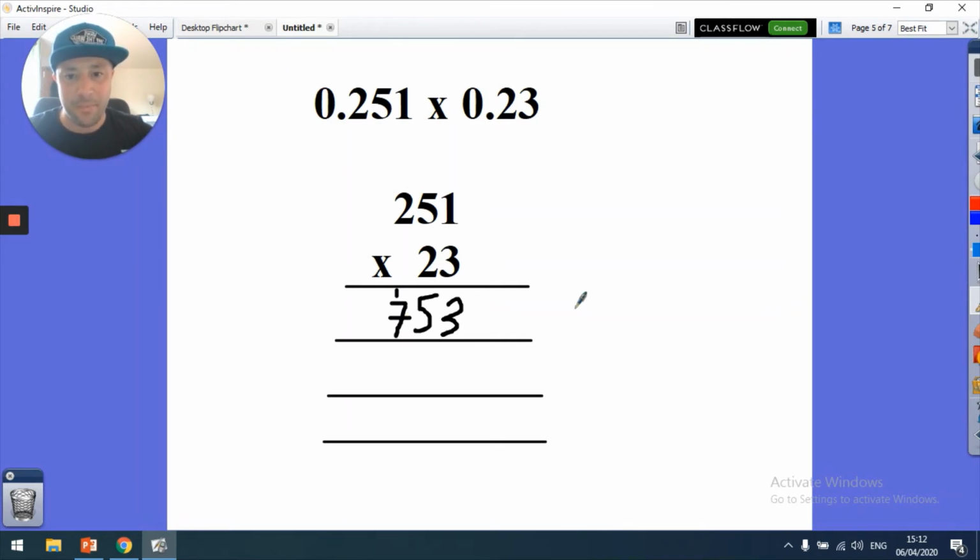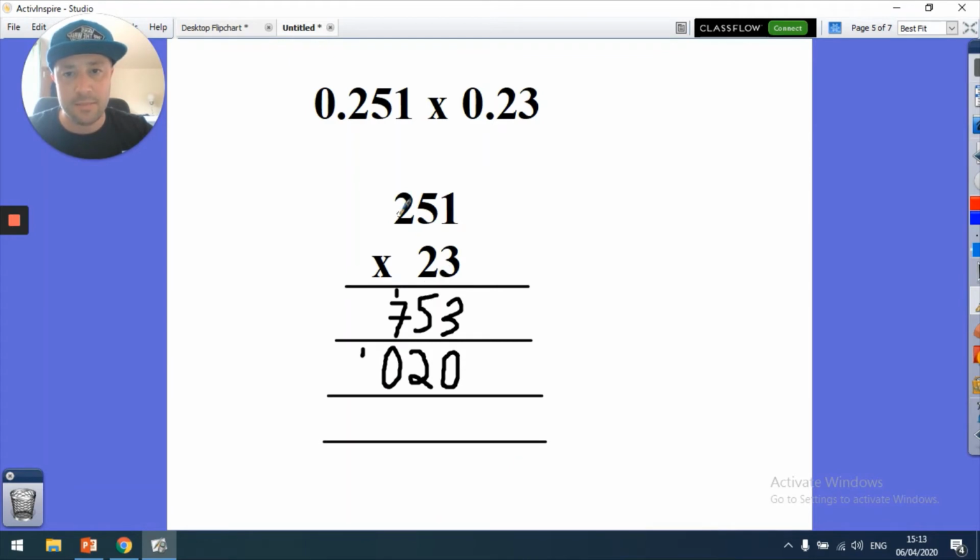I'm not posh. Then what I'm going to do is 2 times 1. But first, I need to put in my 0 placeholder, don't I? Because I'm doing it like I normally would. So my 0 goes there. 2 times 1, which is 2. Then 2 times 5, which is 10.